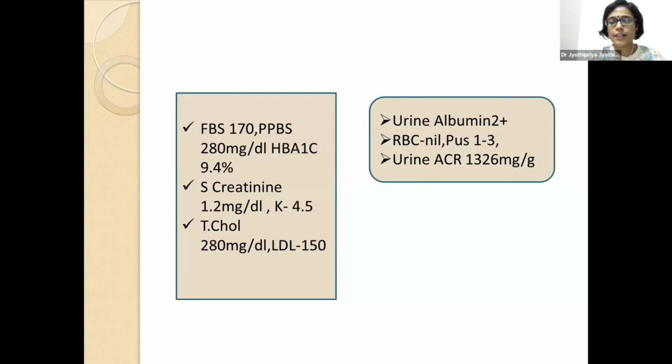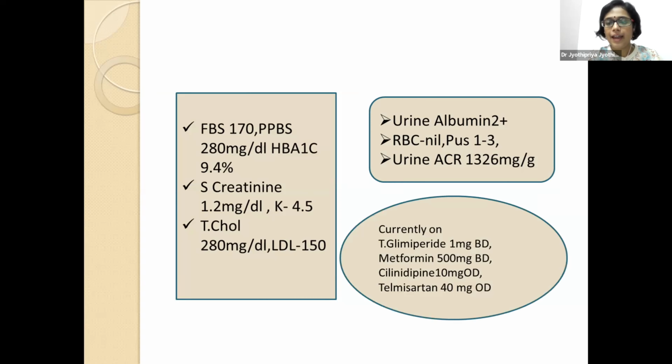His urine analysis revealed urine albumin present, with a urine albumin creatinine ratio of 1,326 milligram per gram. So he has very severe proteinuria. Currently, he is on tab glimepiride, metformin, cilnidipine, and telmisartan 40 mg only.